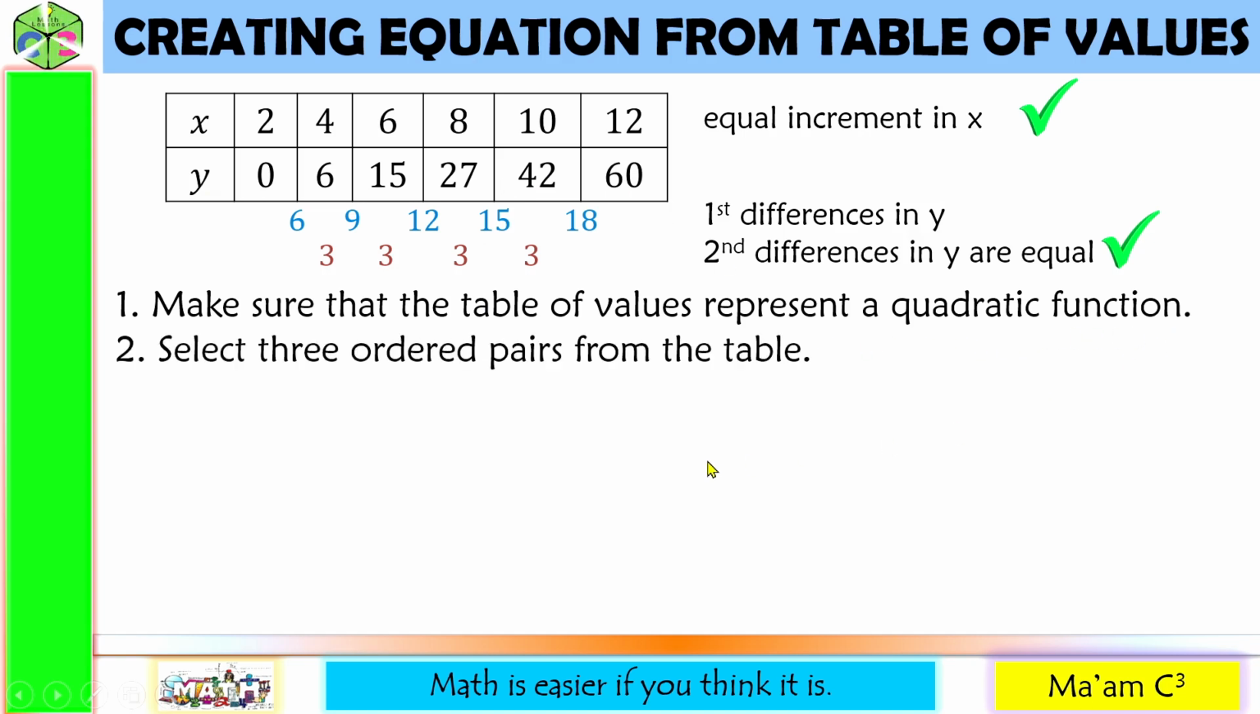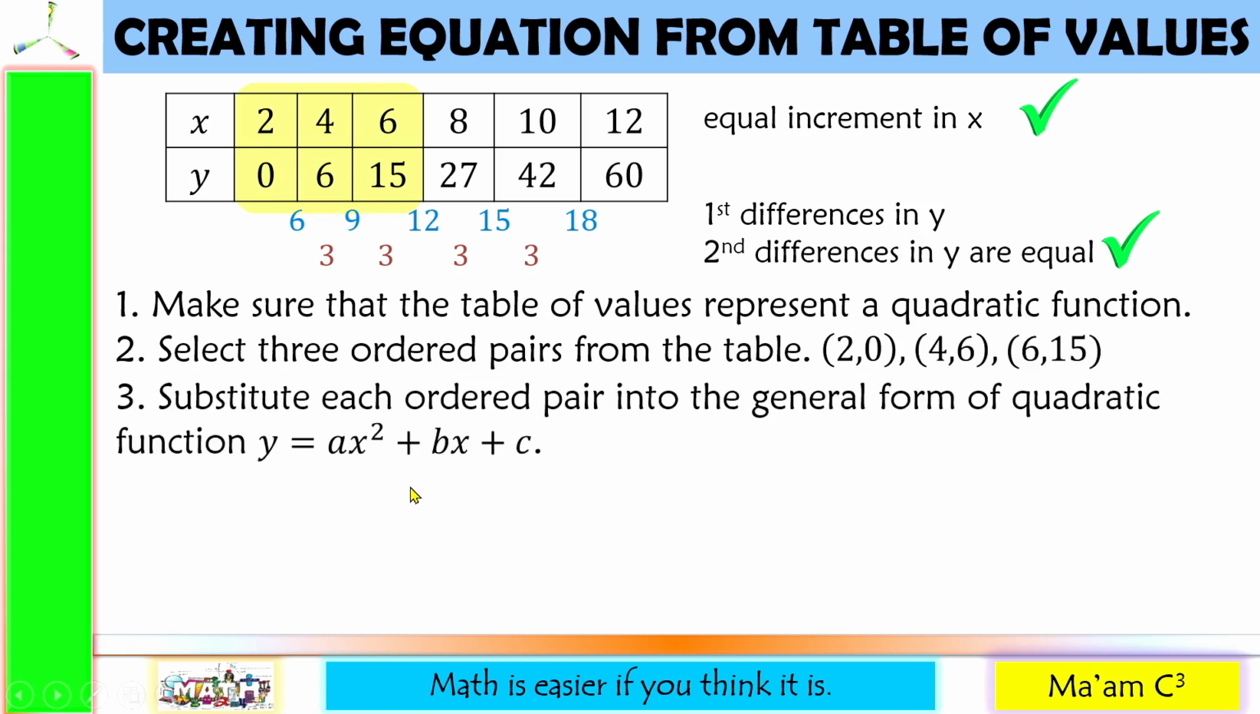Step 2. Select 3 ordered pairs from the table. You can choose any 3 ordered pairs. Allow me to choose the first 3 sets. So we have (2, 0), (4, 6), and (6, 15).